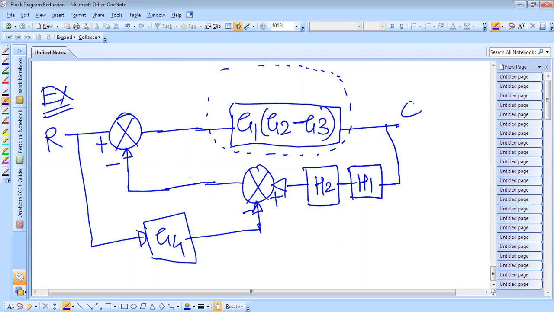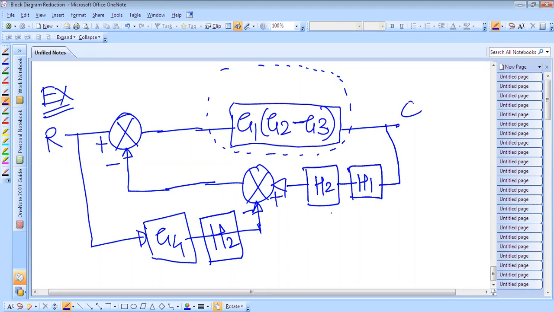Initially this S2 was here, and after that G4 and H2, that signal is getting multiplied here. But now only G4 is coming here. No H2 is coming here because H2 is shifted. So we have to produce one more block here having the gain of H2, so that the signal will again be the same. In this way, we'll do that.